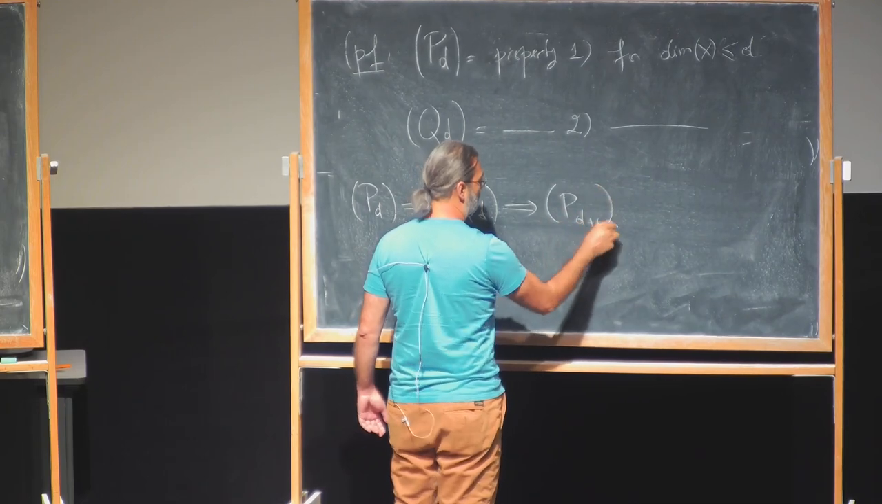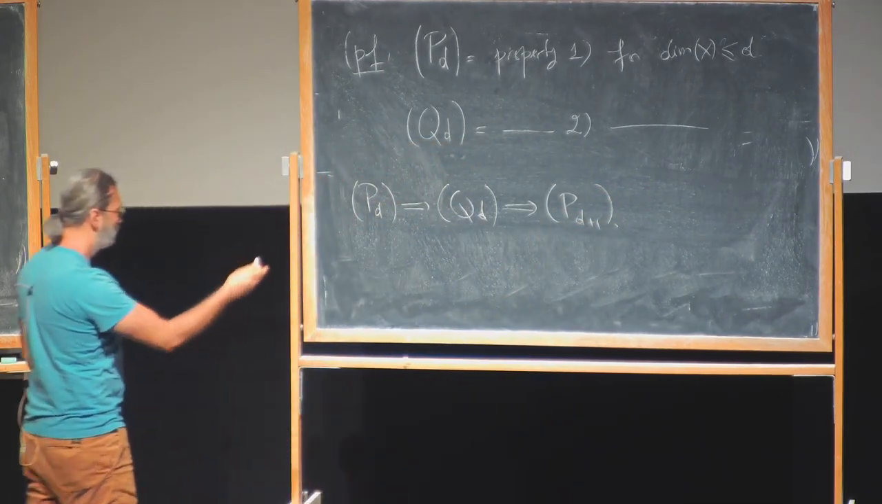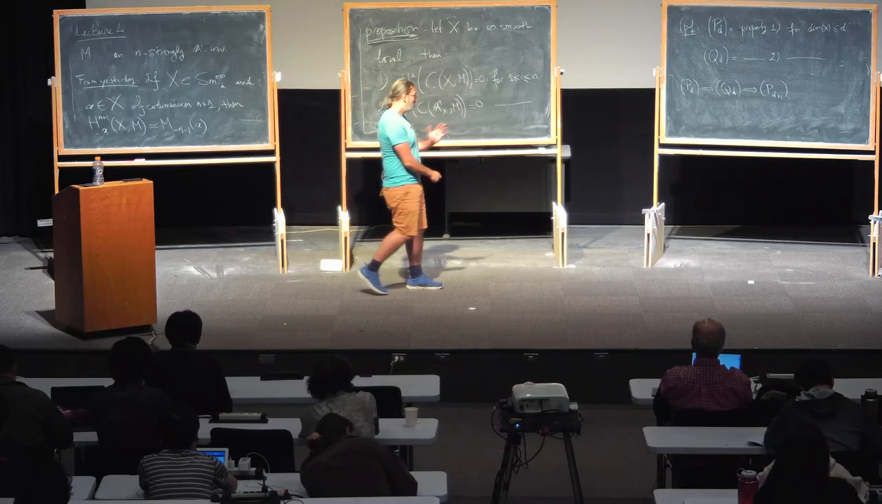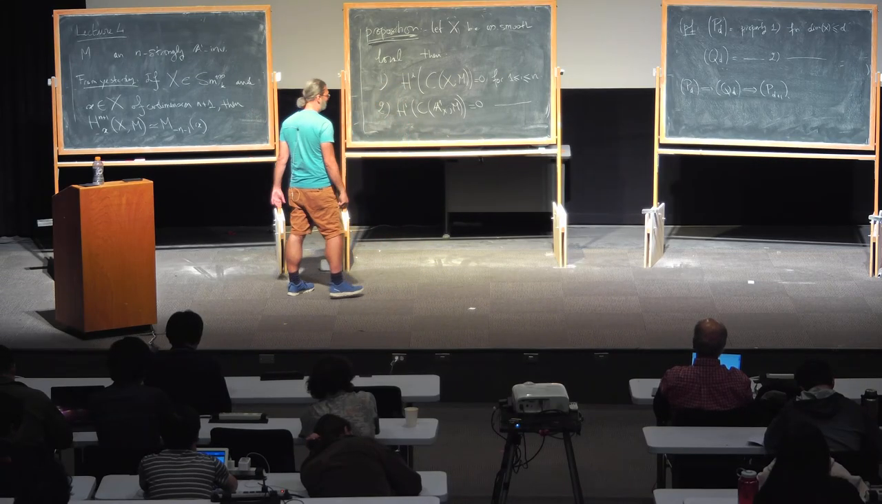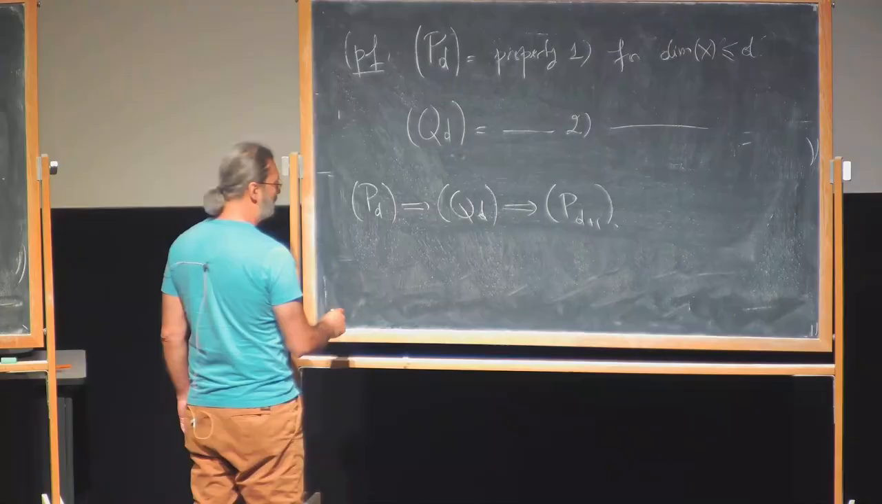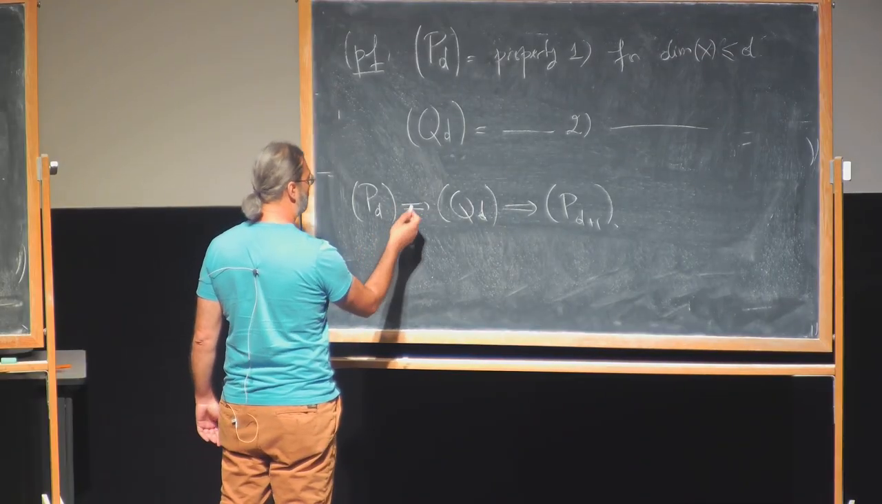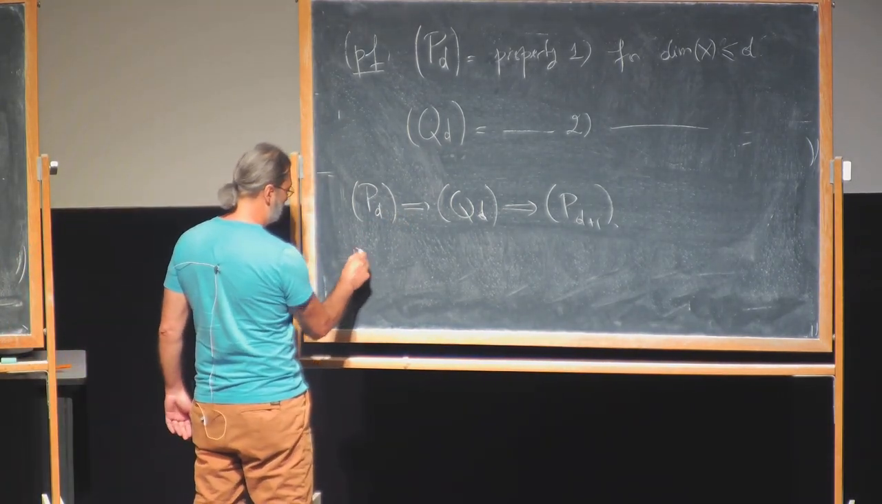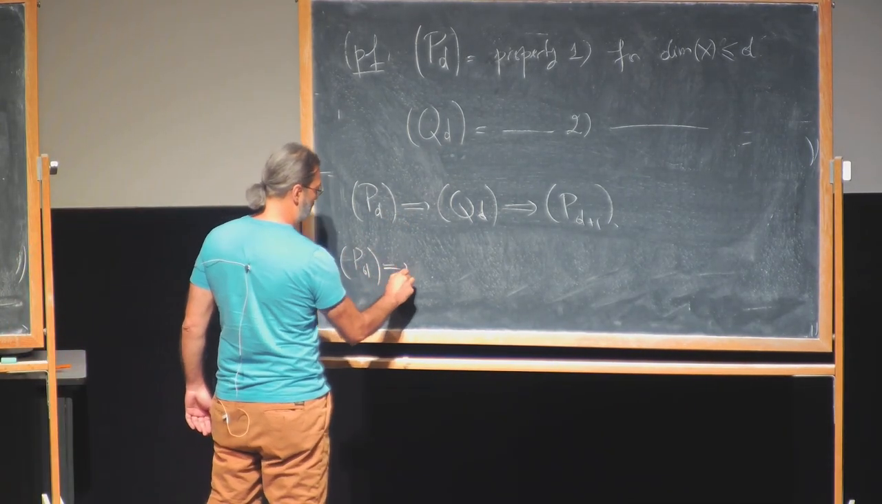And so this is how the proof works. We prove these implications, and then by induction we get these properties. And I'm only going to use this knowledge here. So, how does this work? Let's prove the first implication, P_d implies Q_d.